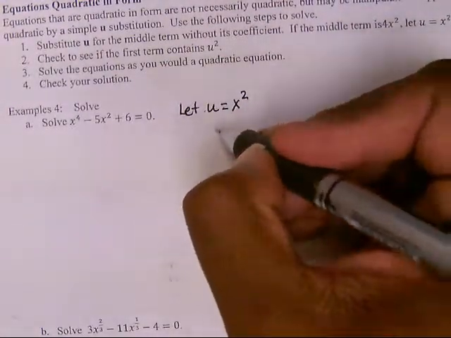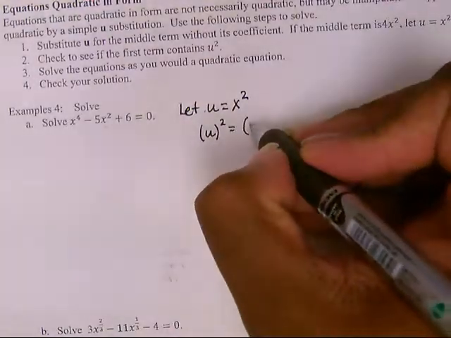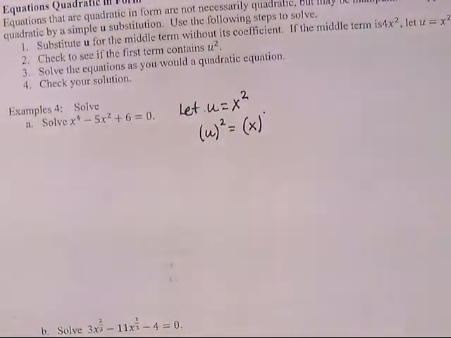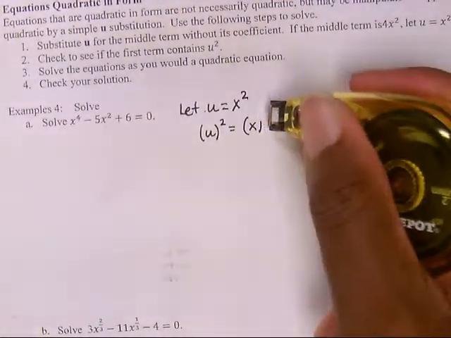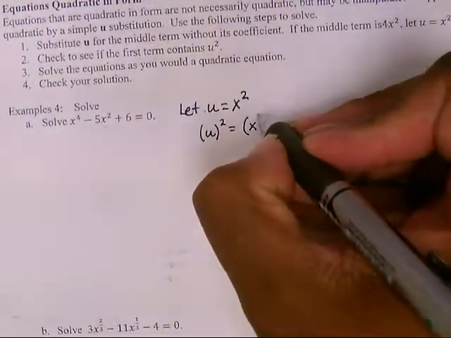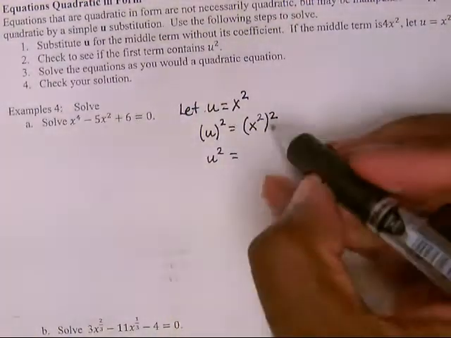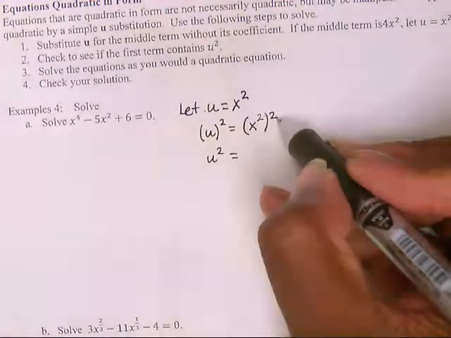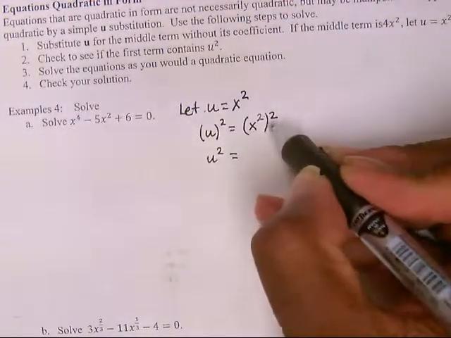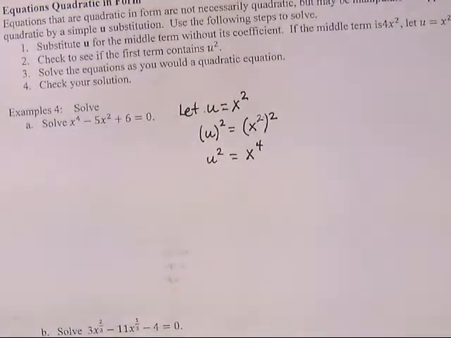Now I'm going to show you how to get U squared. You're going to square both sides of this right here. And that should be x squared, and then that's going to be squared. If I square both sides here, this will be U squared, and that's equal to x squared to the second. Raise a power to a power, you're going to multiply your exponents here. So that would be x to the 4th.